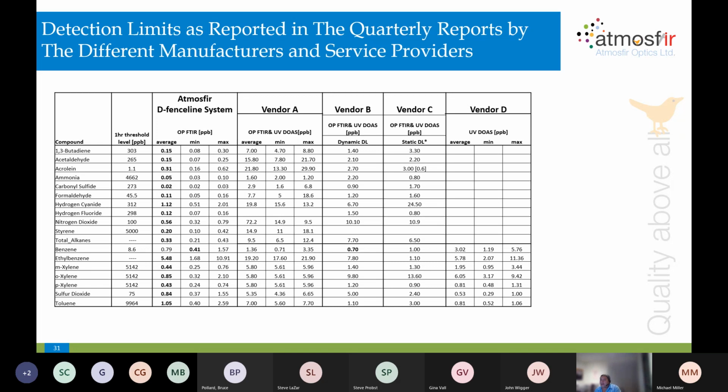One thing unique about the Atmosfir Fenceline system is that the old compounds that needed to be measured, you see them just by the open path FTIR without the need of UV DOAS. Vendor A, vendor B, and vendor C, all the compounds from 1,3 butadiene down to benzene were done by an FTIR, and from benzene down to toluene was done by UV DOAS.